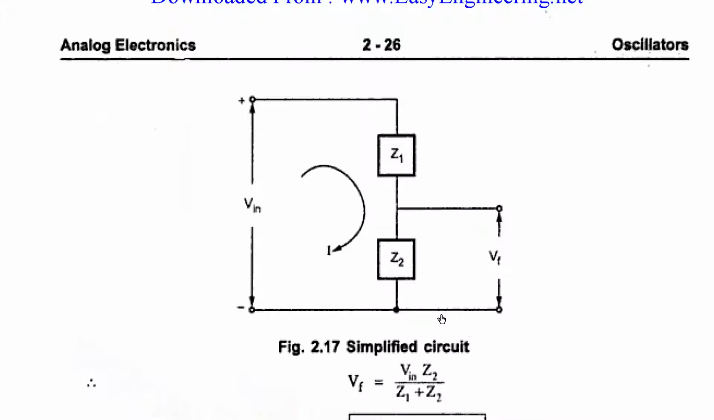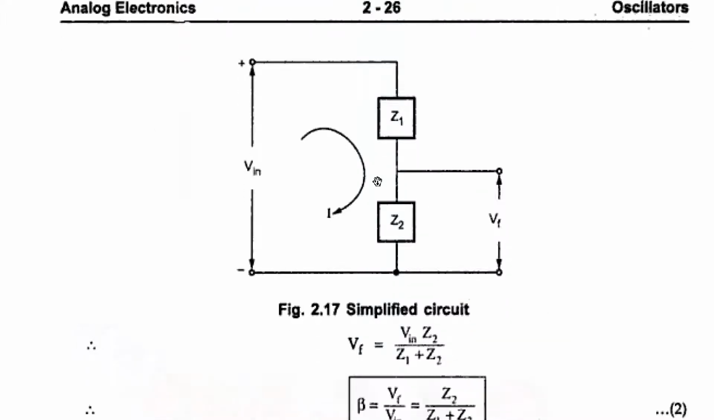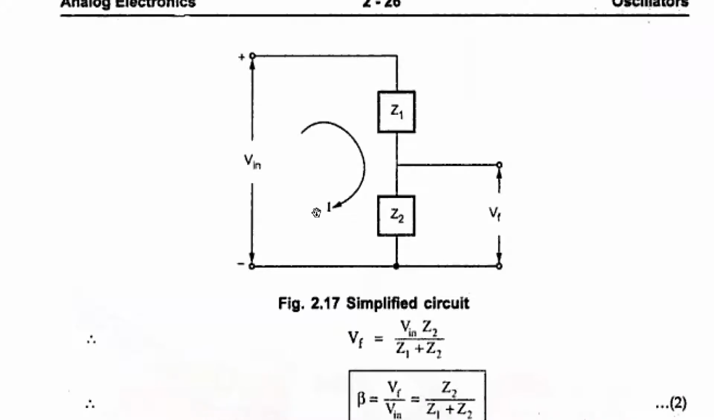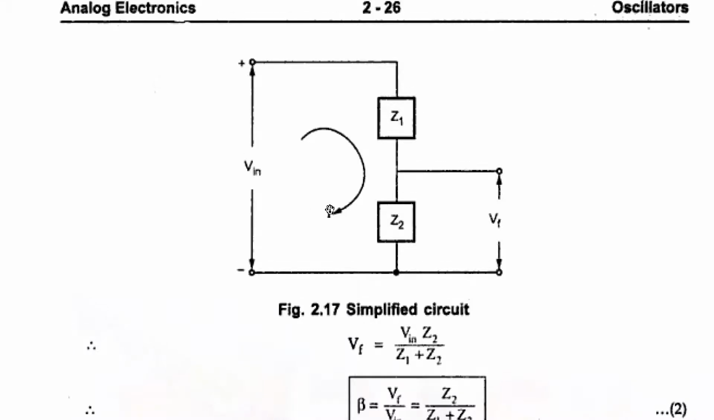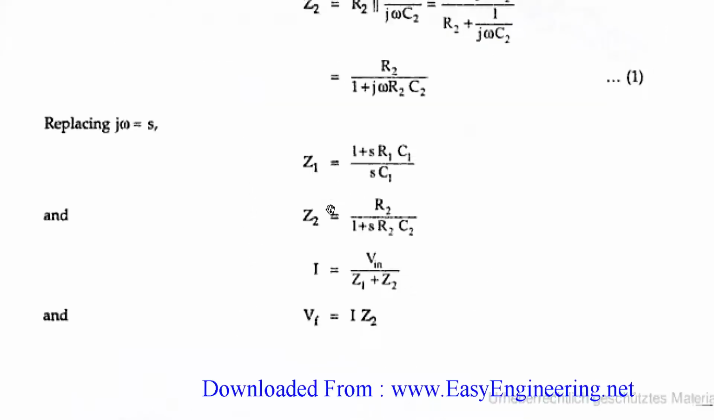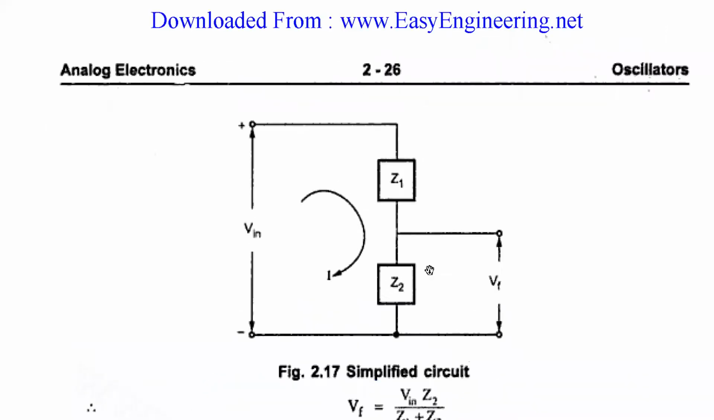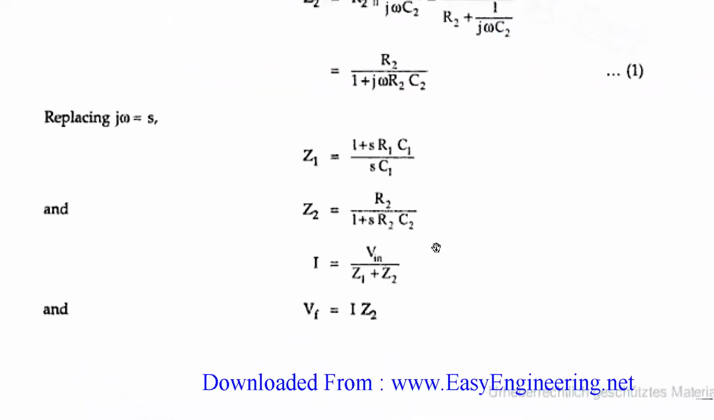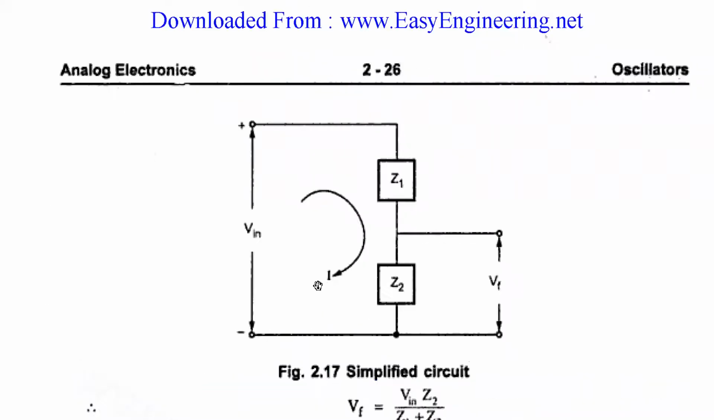Now these both are in series, meaning the same current flows. No other components are connected here, so Z1 and Z2 are in series and the current flowing through them is the same. Let us call the current I. What will be the expression for Vf? By Ohm's law, Vf is simply I into Z. Now the current I.